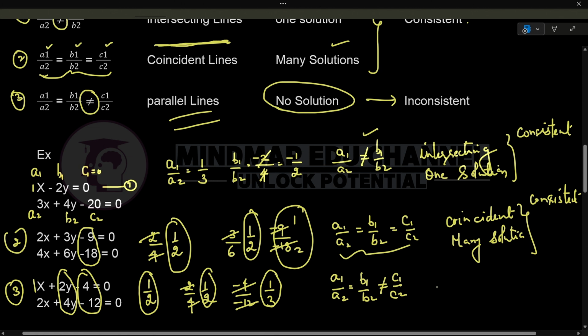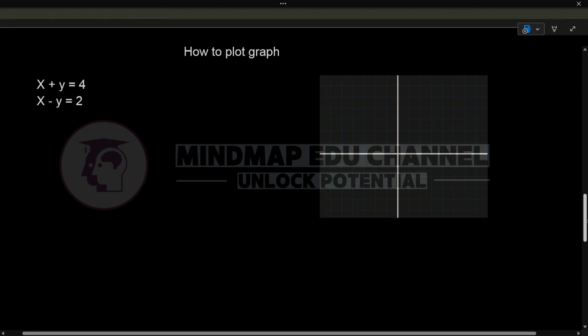So in this case, the two lines that we will get on a graph will be parallel to each other. Since they are parallel, they are not touching each other, so we will not get any solution. So no solution. And when we don't get any solution, we call it inconsistent. Correct? So this is how, by looking at and comparing the coefficients and the constant term ratios, we will know what kind of graph we will get.